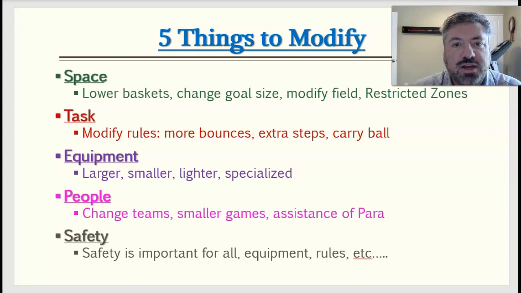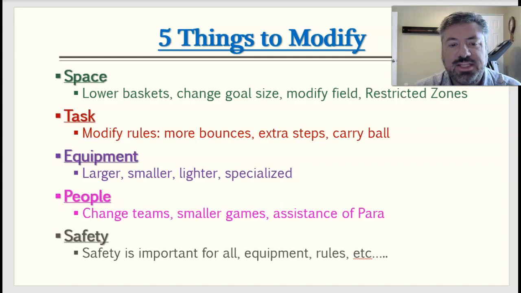So all I'm trying to do is ensure that all students have an opportunity to improve, and I might need to modify or adapt things for struggling learners, just like I would with a student with a disability, to bring them on the continuum of learning to try to get as close to a competent performer as possible. So here are the 5 things to modify.